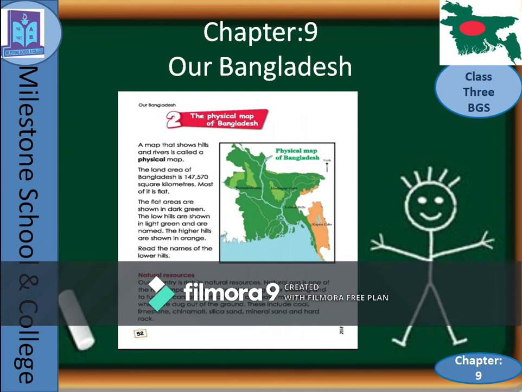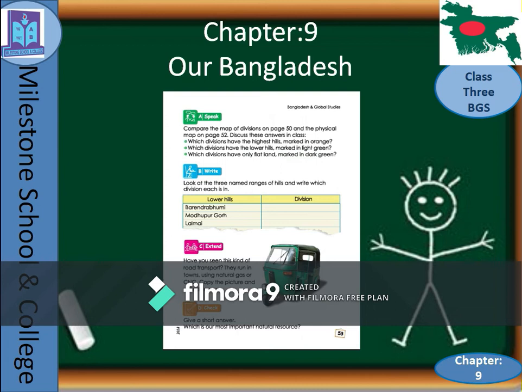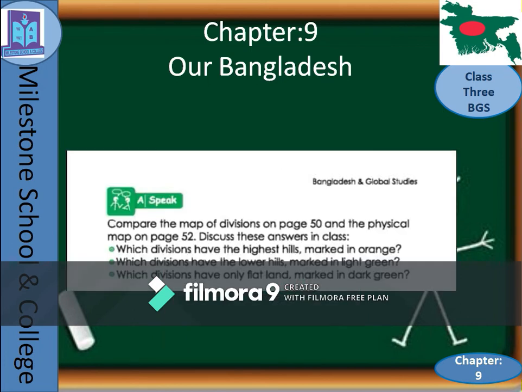Lesson 2, the physical map of Bangladesh. Now we are going to solve our book activity. Page number 53 of lesson 2. Here also there are 4 sections. Now we will solve our first section. Section A. Compare the map of divisions on page 50 and the physical map on page 52. Discuss these answers in class.